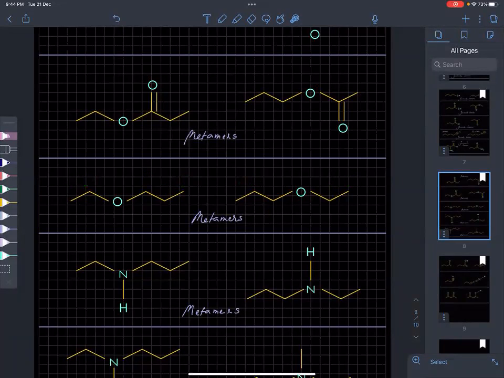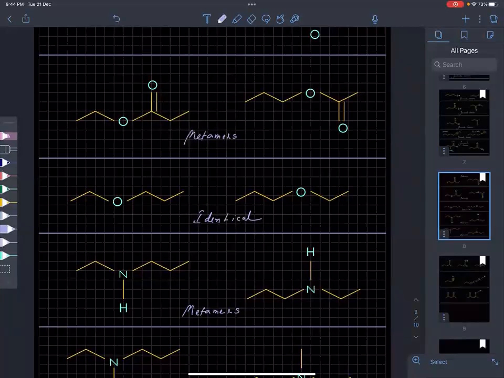Actually, these two are identical. I made a mistake. So we have to be careful, because both are the same. So they are not isomers of each other. They are not metamers of each other. They are just the same. The one below is also the same.